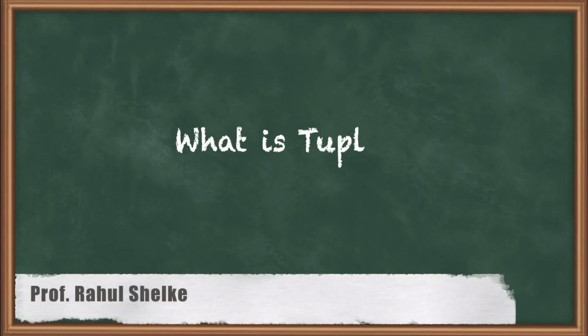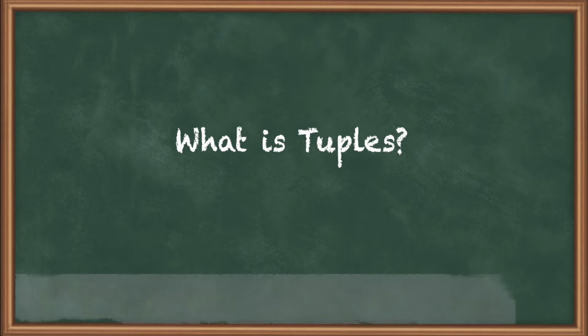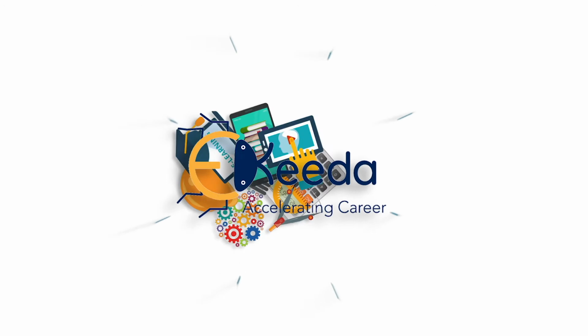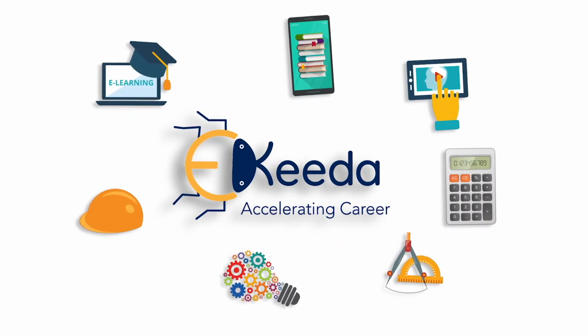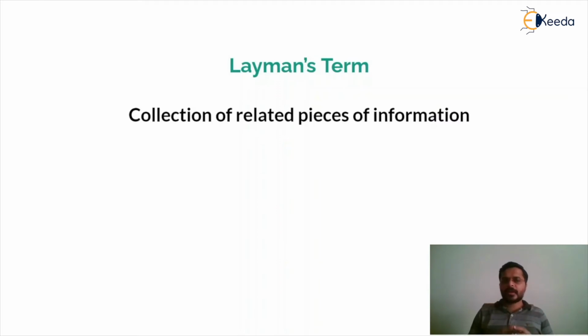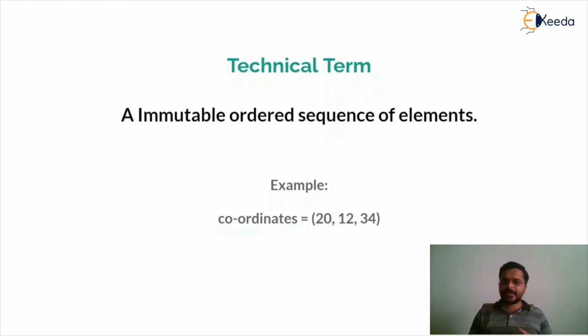Let's see another data structure in Python called tuples, or some people call it tuples. Tuples are nothing but a collection of related pieces of information. In technical terms, it can be said to be an immutable ordered sequence of elements, something like coordinates in the XYZ plane. So let's see an example of this.